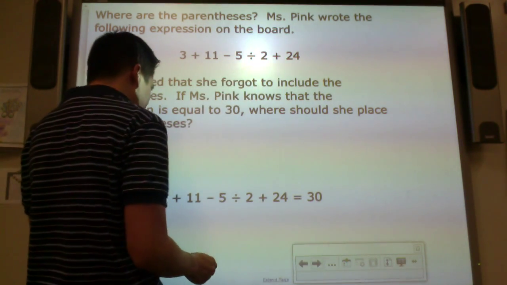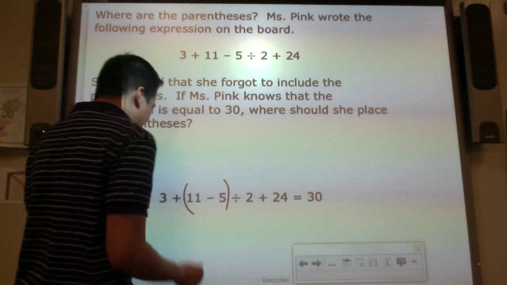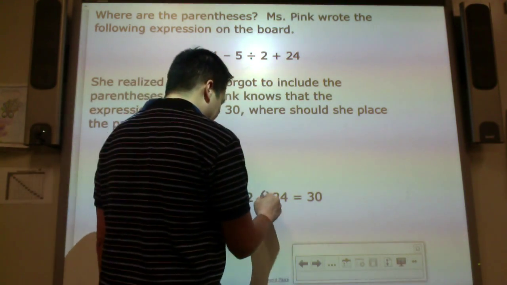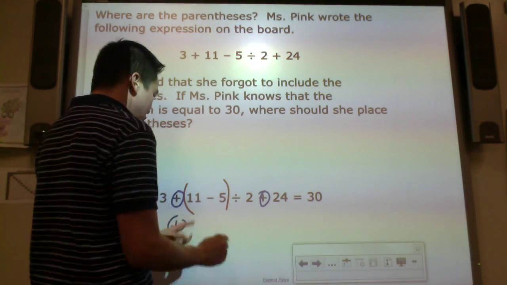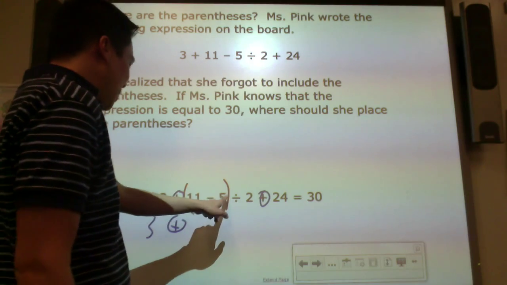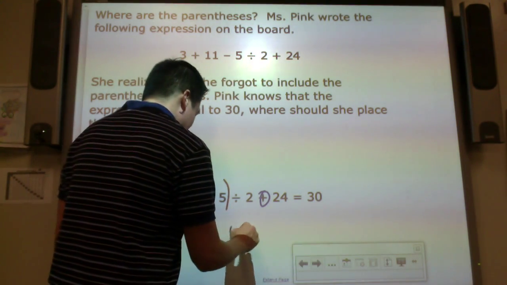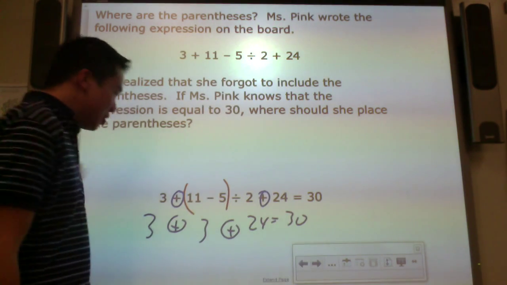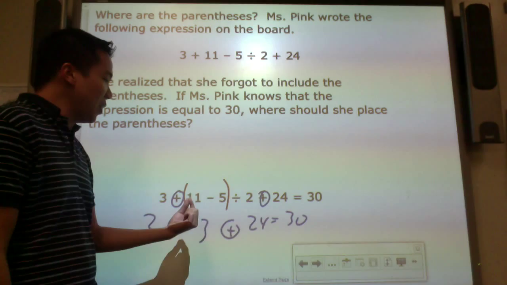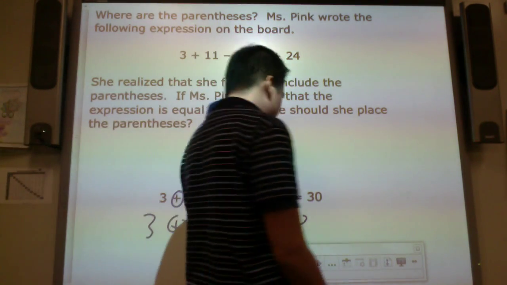Let's put it right here. The additive operators are here and here. So the first term is 3. The second term is 11 minus 5 is 6, divided by 2 is 3. Then the third term is 24. Hey, it adds up to 30. So she should have put the parentheses that group the 11 minus 5.